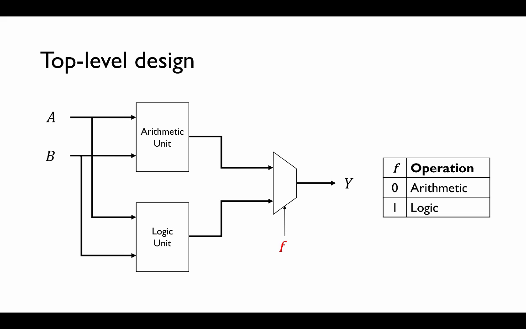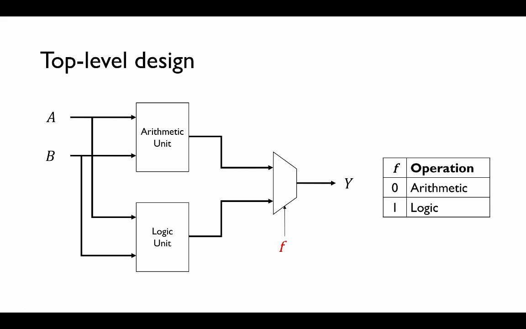So this screencast is going to outline how to build the Arithmetic Logic Unit in Logisim. This is the top level design. You can see we've got an arithmetic unit, a logic unit, and then they're both connected to this multiplexer, which will decide which output to feed onto the ALU output. We're going to use sub-circuits in Logisim to make it easy to build.